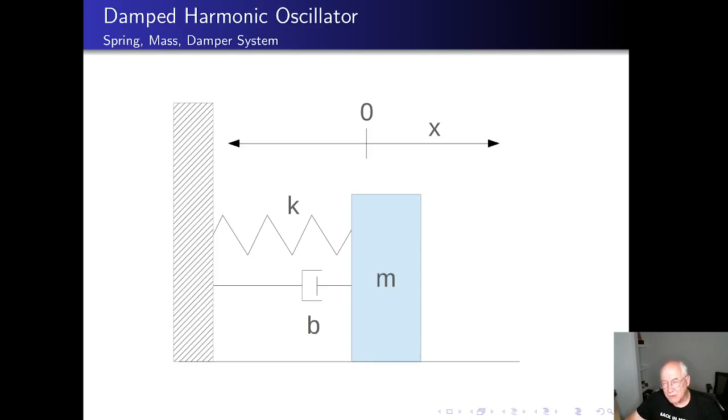It's a one-dimensional system, only moves in the x direction. It's a mass that we're looking at, and it's attached to a spring and also to a dash pot, which provides a damping. So this is a spring mass damper system.